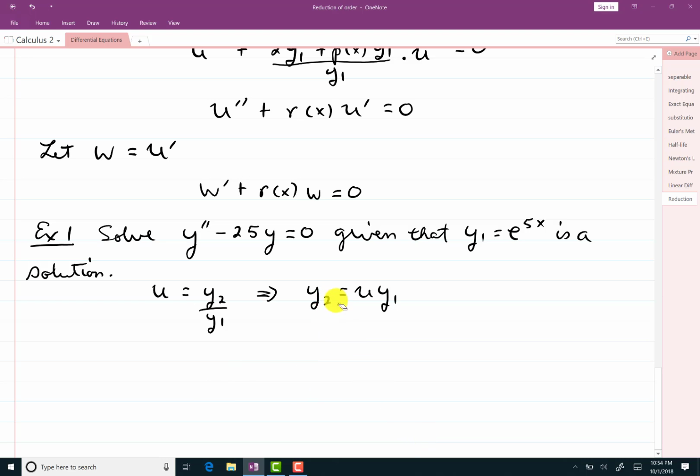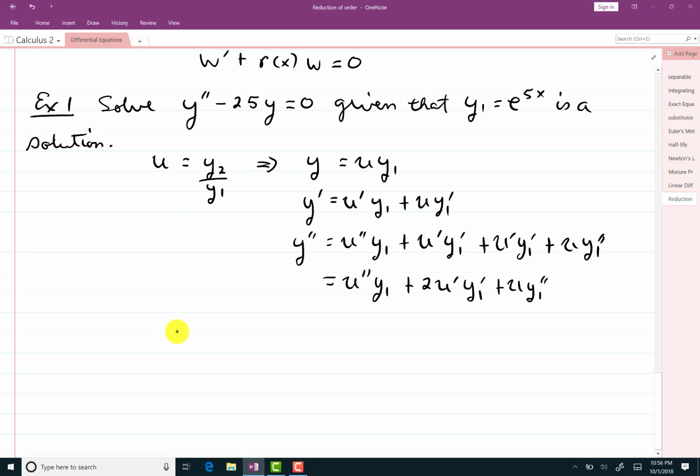these computations will be annoying. So I'm just going to get rid of it and plug it in as just y. We'll start with y will equal u times y1. So whatever u is, I don't know what it is, but it will be u times e to the 5x. Y prime will equal u prime e to the 5x plus the derivative of e to the 5x is 5e to the 5x. So we'll get 5u e to the 5x.